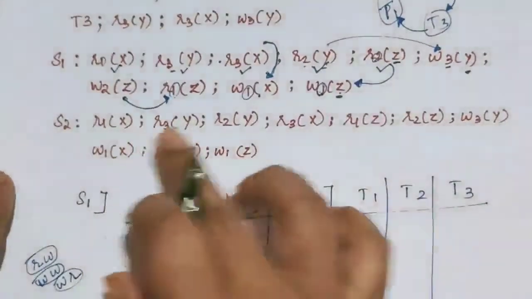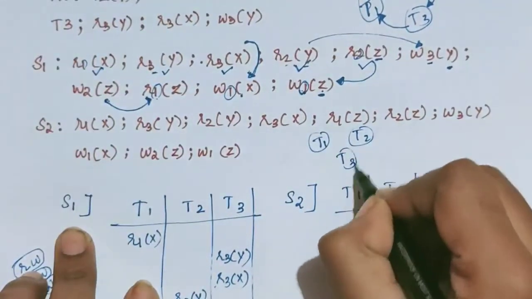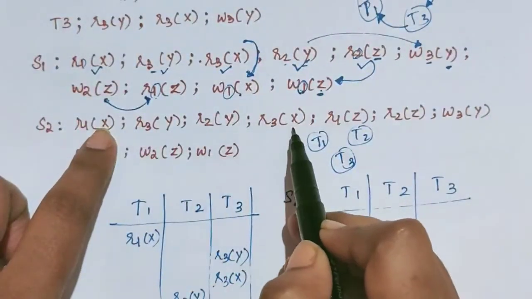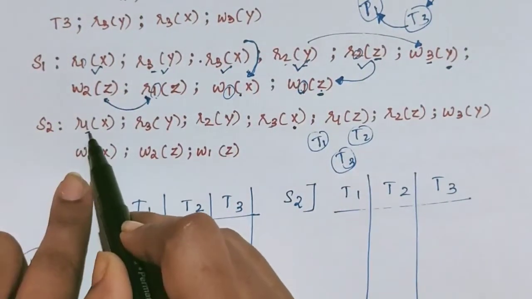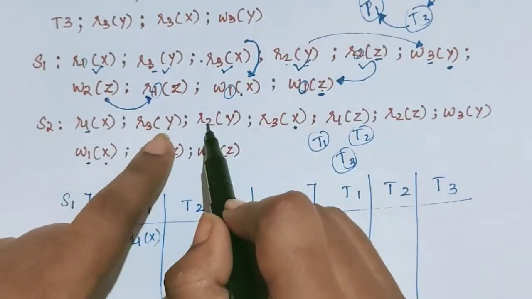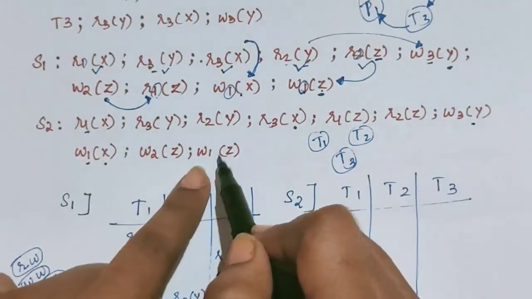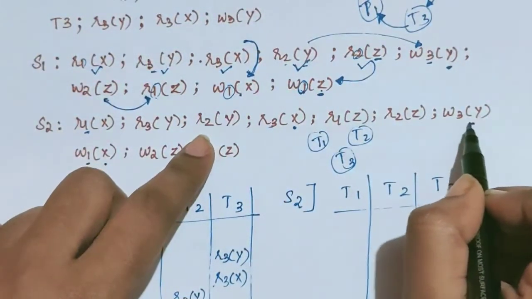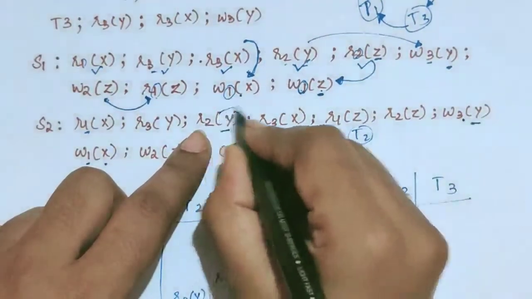If you do this one also, for schedule 2 I'll make T1, T2 and T3. Again for r1 of x, same variable, we have to find where x is. x is here but read, no conflict. Then again x is here, read, but same transaction, no conflict. Then no x. For y, here y is there but read, no conflict, y is here, r3, no conflict. Then again find y, r2 of y, w3 of y; see here y is a different transaction, read, write, conflict.